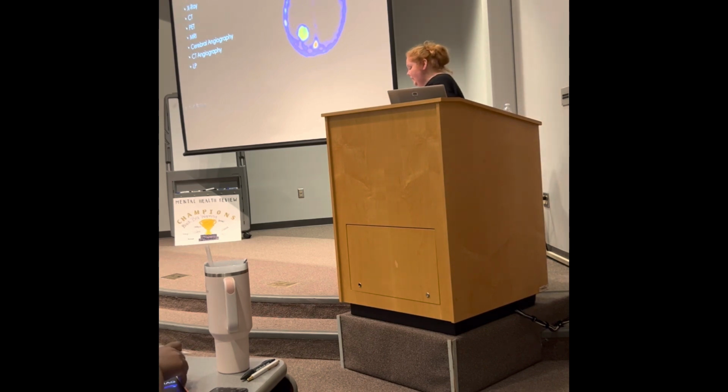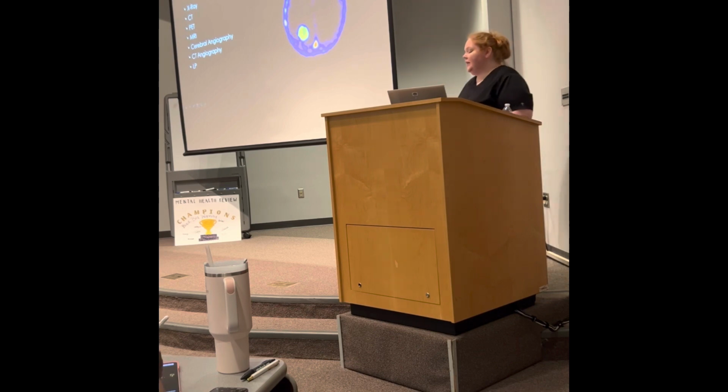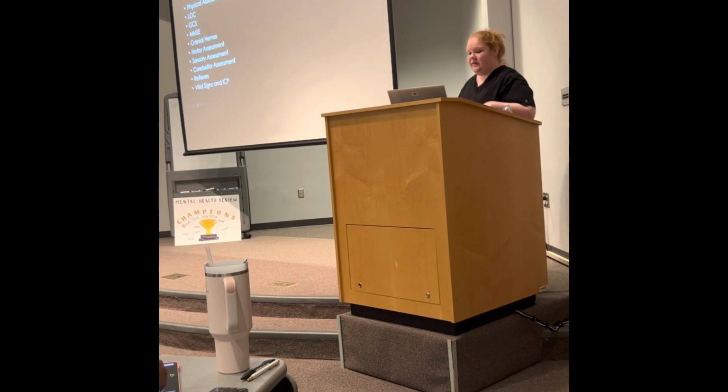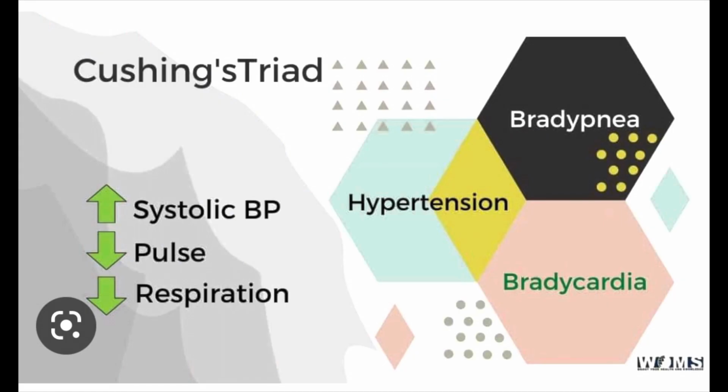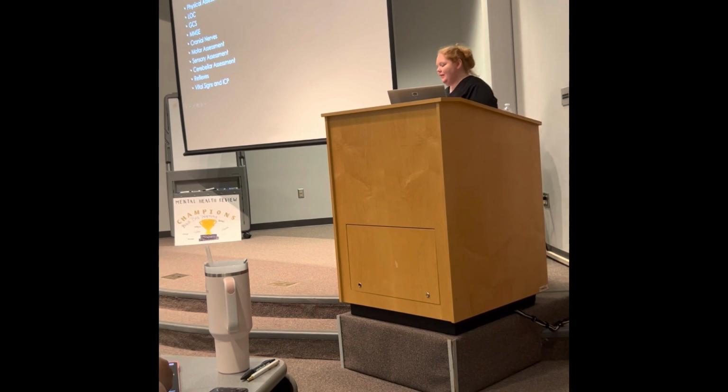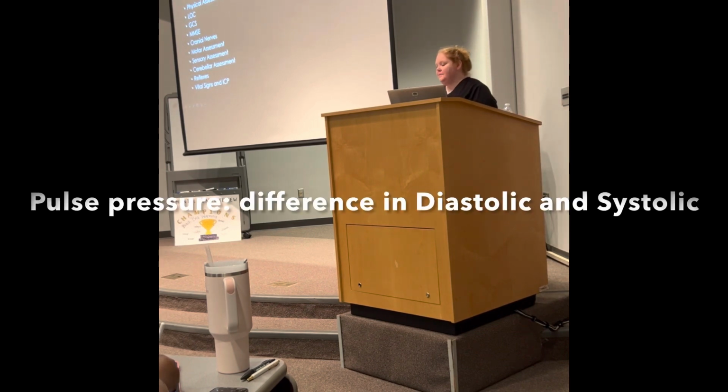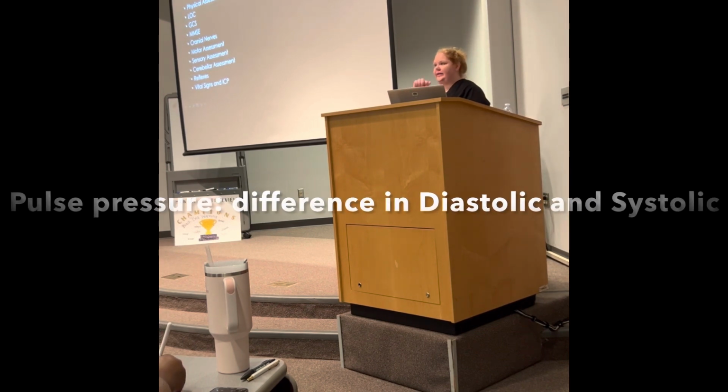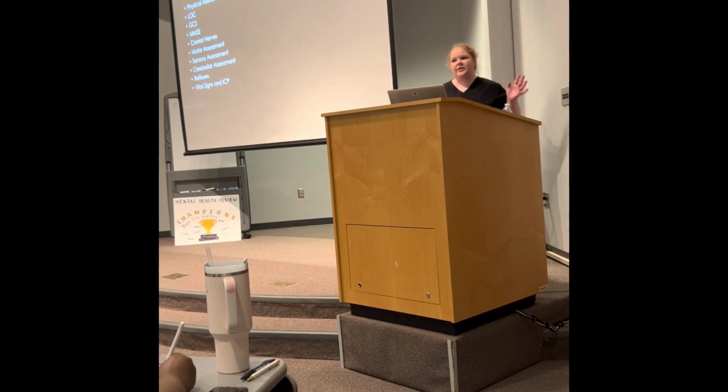Classic signs of ICP, increased intracranial pressure, is what we call Cushing's triad. And the symptoms that go along with Cushing's triad are three different things we look at. We've got increased blood pressure with a widening pulse pressure. So not just increased blood pressure, but what's our pulse pressure? The difference in the systolic and the diastolic. Way back to fundamentals now.